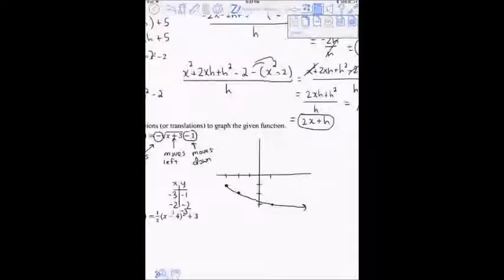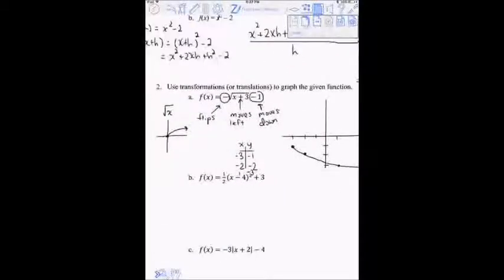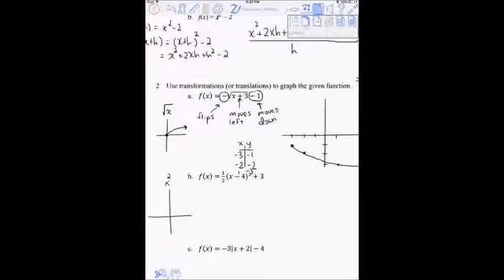Okay. Now I'm going to do the same for part B. Typically, an x squared graph is a parabola, and the vertex is there at 0, 0. So doing the same thing, what does that transformation do? What does that transformation do? And what does that transformation do?